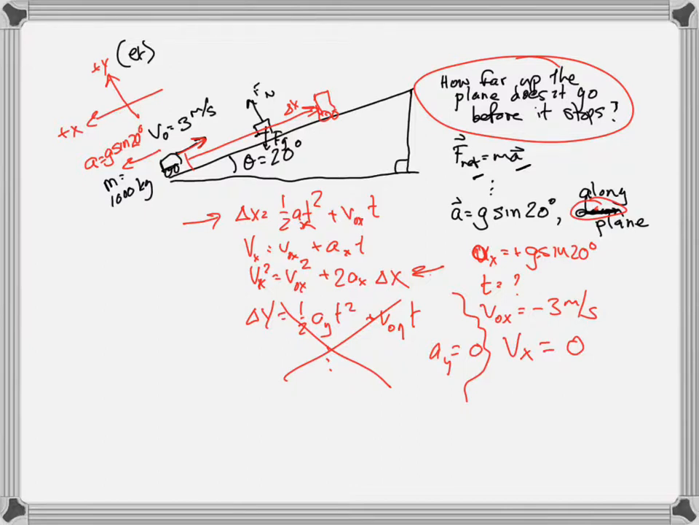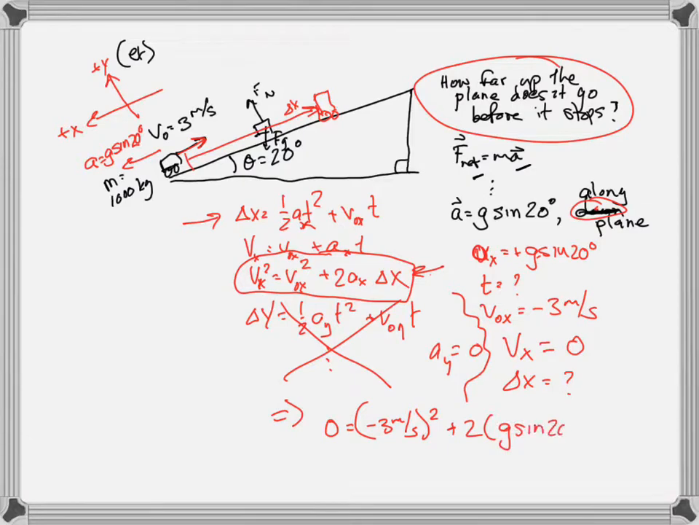And if you look at the equations that have delta x, delta x is what we want to know. 5 variables. Whew, that makes more sense. Okay, so then we look at these equations and say, if we use this equation, we can solve directly. Therefore, Vx final, 0, equals Vx initial, minus 3 meters per second, quantity squared, plus 2 times g sine 20, I could have plugged in g as 9.8 meters per second squared, times delta x.